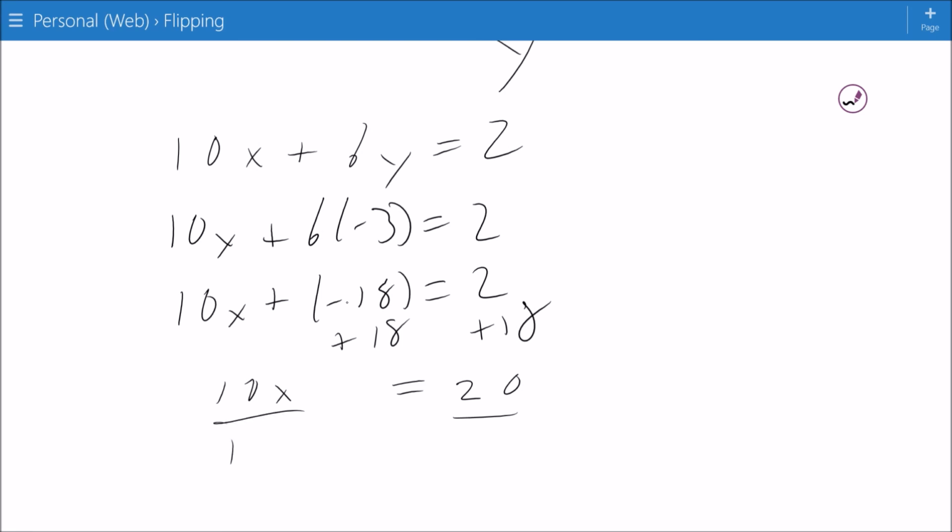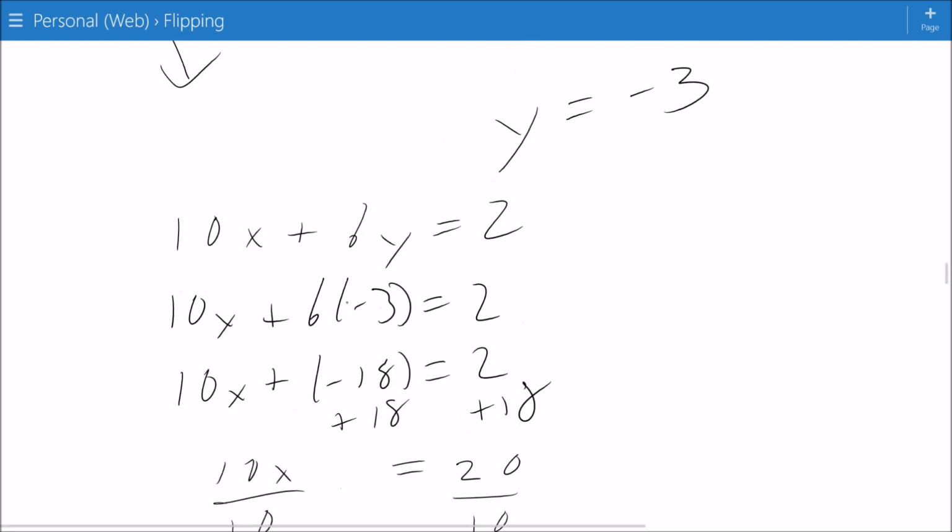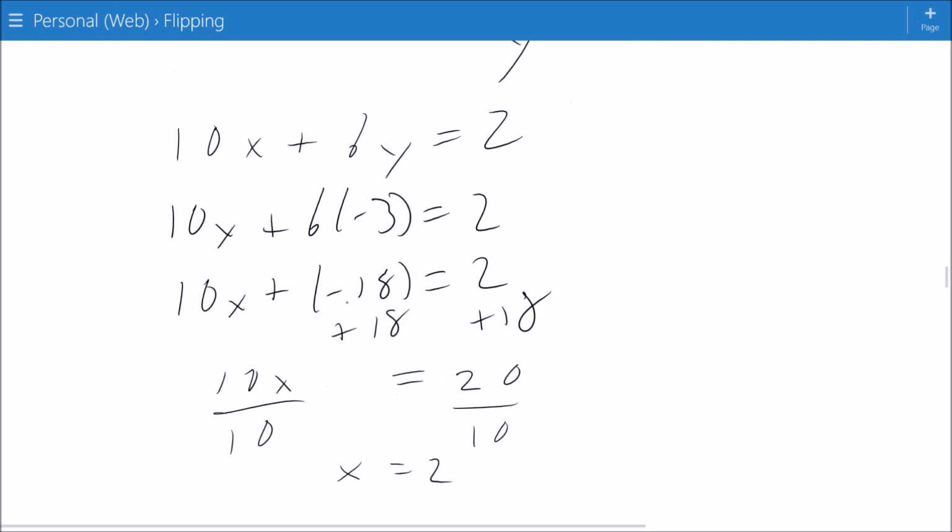Divide both sides by 10. x equals 2. x equals 2, y equals negative 3. I can also just rewrite that as 2, comma, negative 3. That's it.